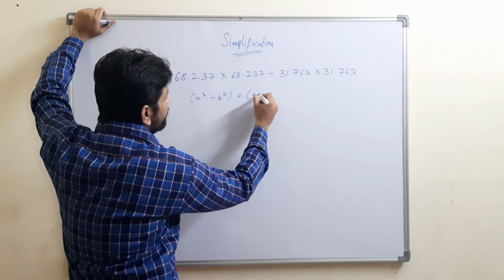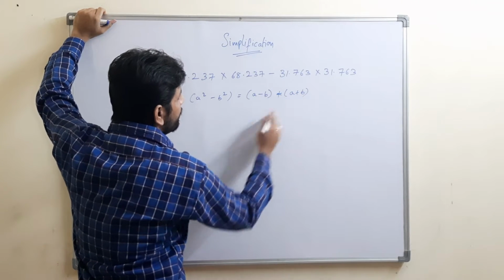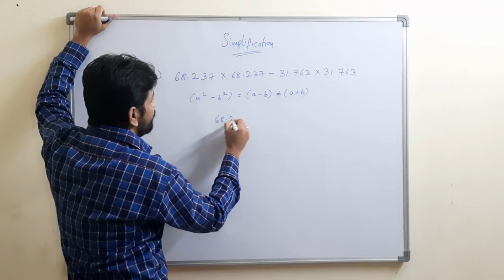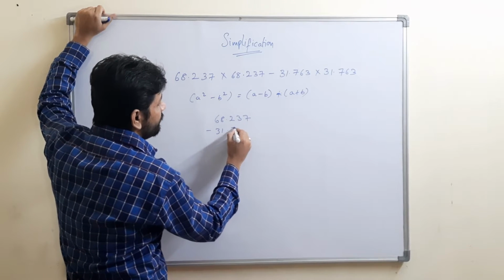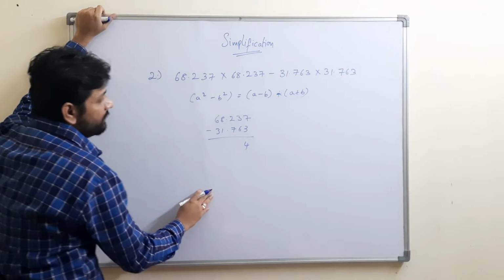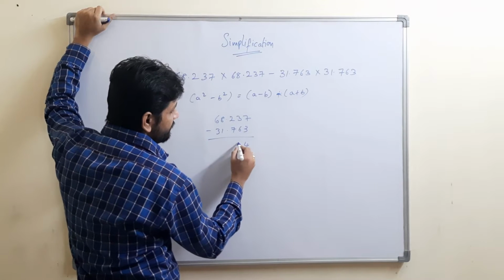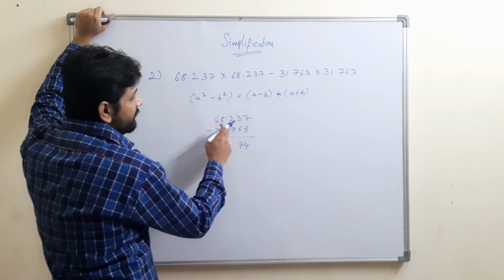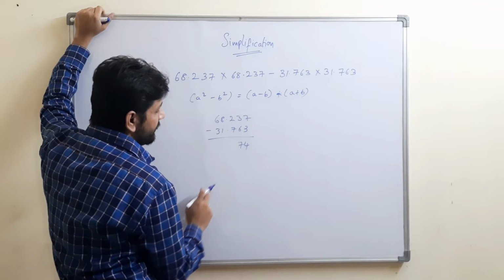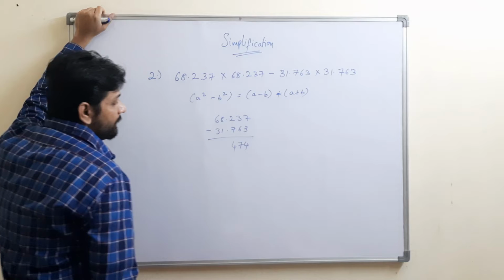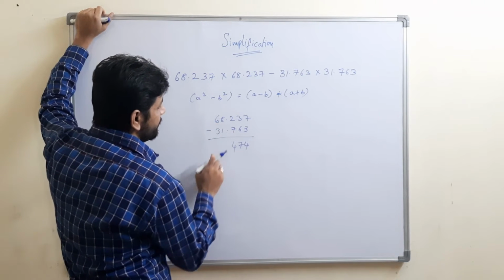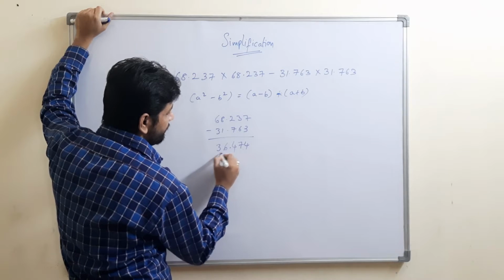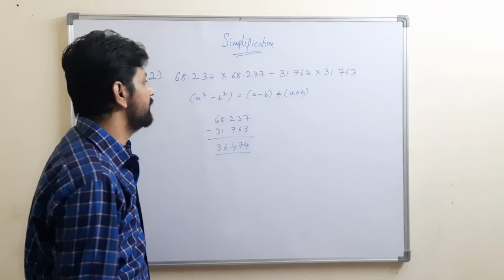What is the formula? The same formula, A minus B into A plus B. So just subtract these two values: 68.237 minus 31.763. 13 minus 6 is 7; then, borrowing, 11 minus 7 is 4; next 7 minus 1 is 6, and 6 minus 3 is 3. So we get 36.474. This is the subtraction value, A minus B.